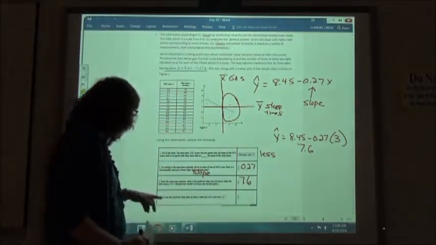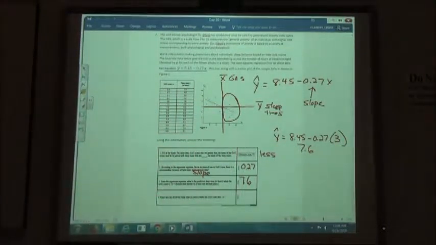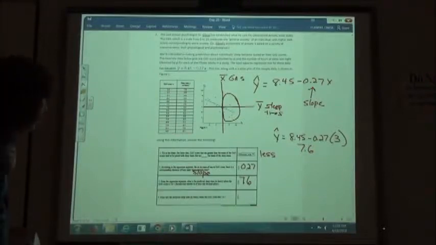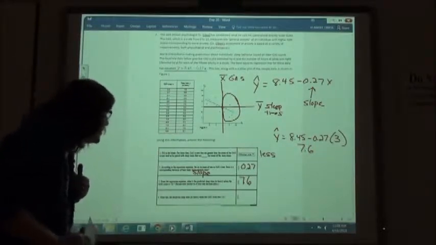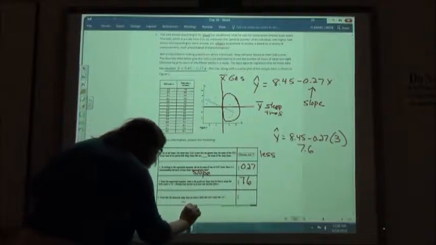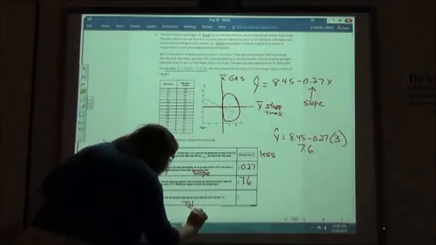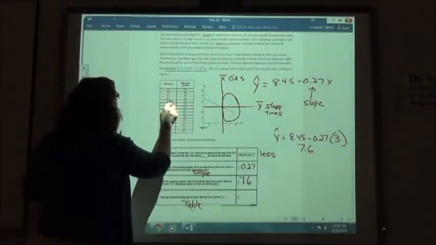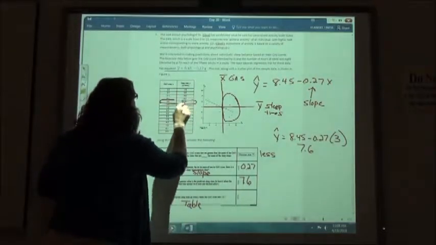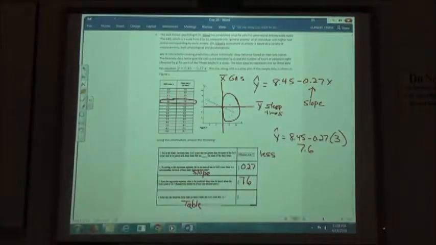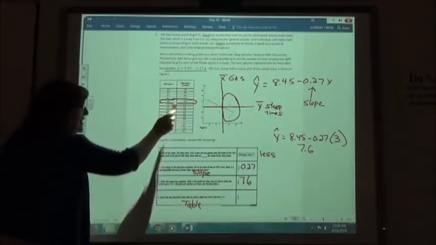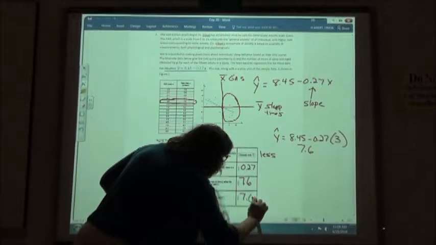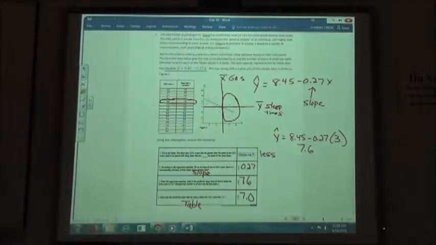Number 4, what is the observed sleep time in hours when the GAS score is 3.0? For the observed one, you're going to find it in the table. So in my table, I want to find the data point that has a GAS score of 3. The sleep time there then is exactly 7.0. So that one I can just pull right out of the table.